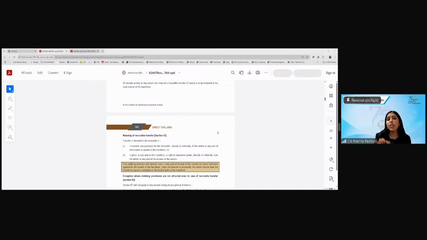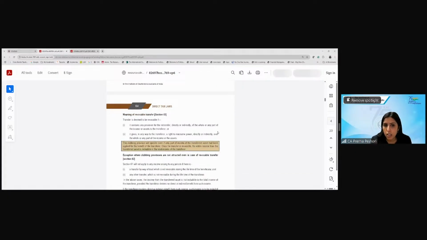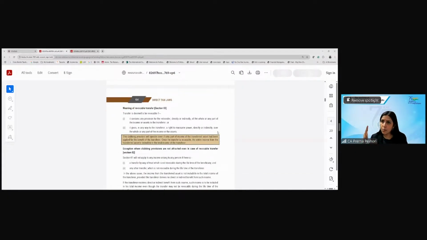What is the exception? If there is a trust under which I have transferred an asset, and this transfer is not revocable during the lifetime of the beneficiary. So let's say, for example, I have transferred my asset to a trust and this transfer is not at all revocable until the beneficiary is alive. Let's say if the beneficiary dies, then there can be a provision that this asset will go back to the settlor, or go back to the one who has transferred the asset. That's a different story. But if during the lifetime of the beneficiary it can't be revoked, then it will not be considered as a revocable transfer.